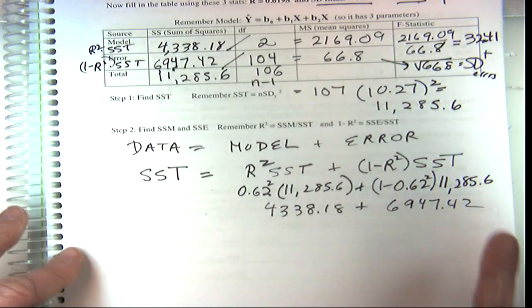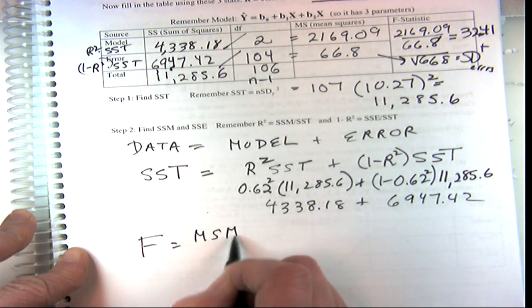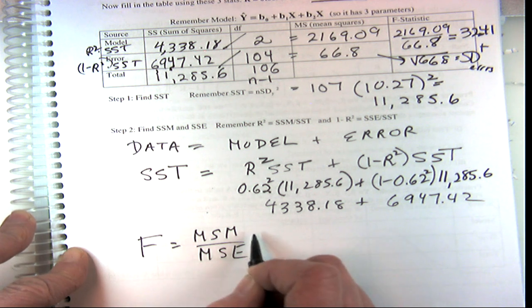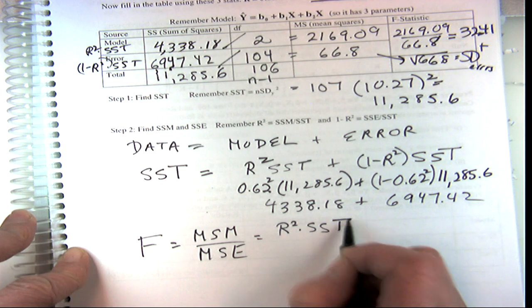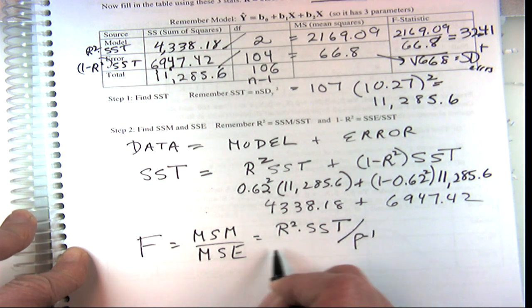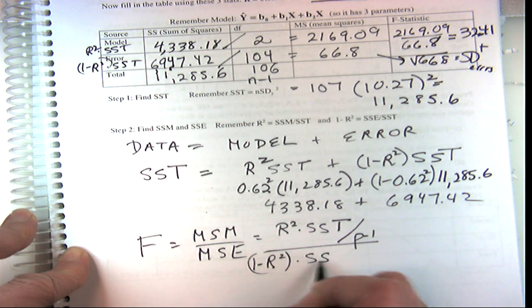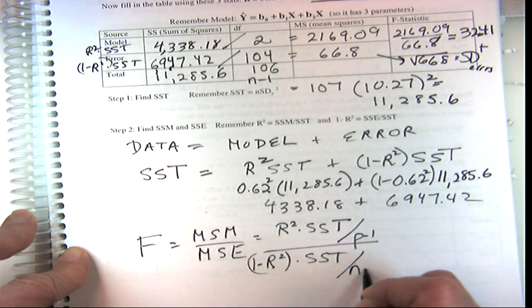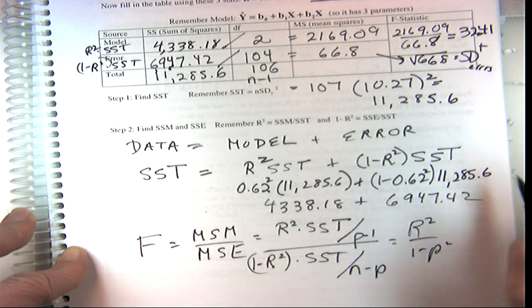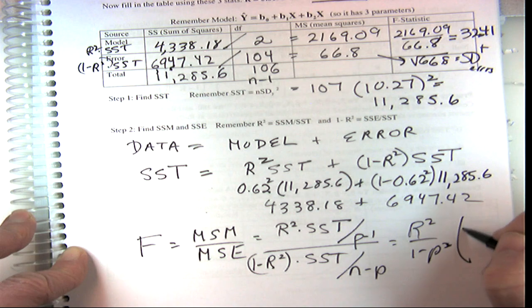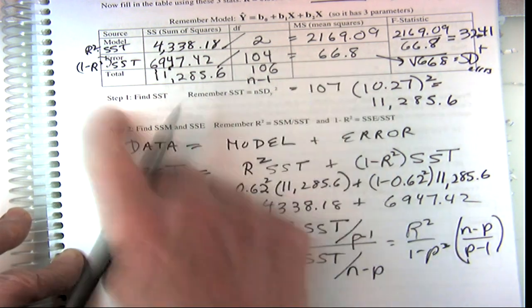The reason we get the same answer, you can see really well, is that F is equal to mean square model over mean square error. That's R squared times SST divided by its degrees of freedom, over 1 minus R squared times SST divided by its degrees of freedom. When we simplify that, we get R squared over 1 minus R squared times N minus P over P minus 1. So it's the same thing we've been doing.